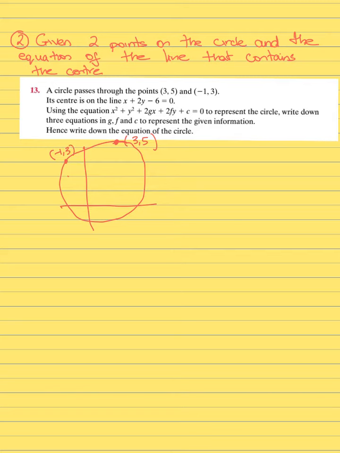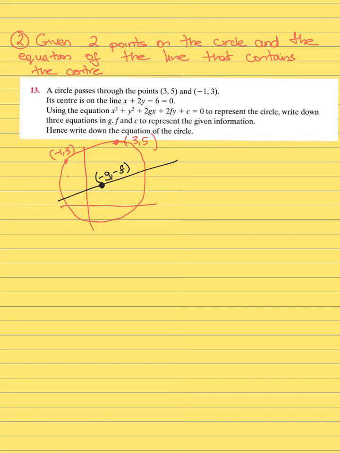Okay, so here we have the point (3, 5), here we have the point (-1, 3), and we also know that we have the centre of the circle. We have the equation of some line going through the centre of the circle. It doesn't matter, we can just draw a line going through it here. And that's of course (-g, -f). So we're going to look at each of those points and form an equation from them.